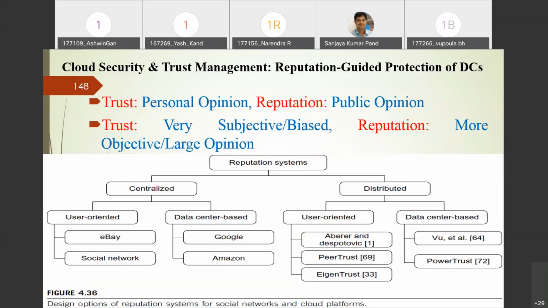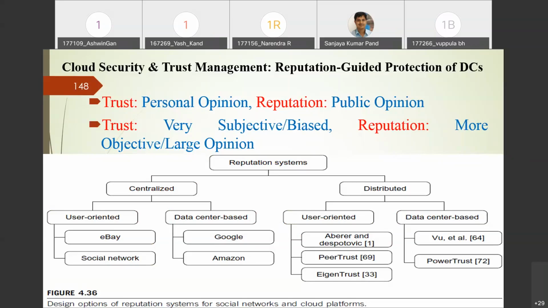Whether it is a centralized system or a distributed system, it is further divided into two parts: a user-oriented system, or a data center system. User-oriented means, like you go for eBay or a social network, where the user plays an important role.